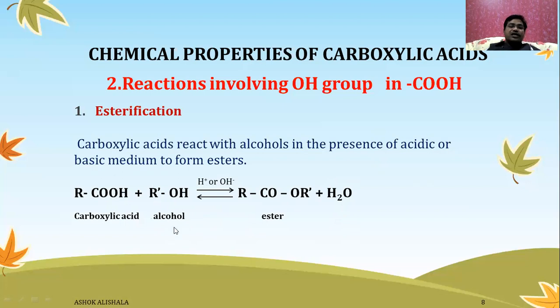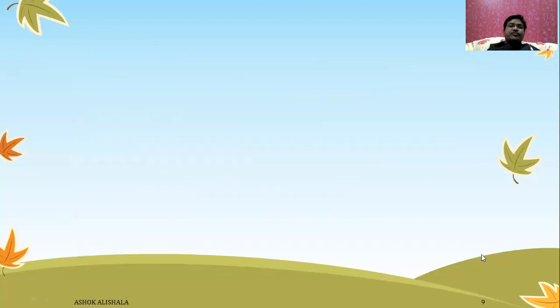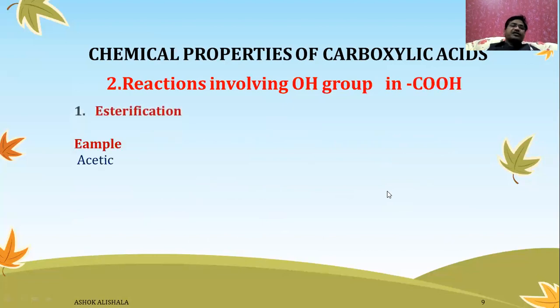This is carboxylic acid, this is alcohol, and this is ester. That is, the hydrogen of the alcohol and the OH of the carboxylic acid react to give the ester. Now let us see this reaction. What is this one in esterification?